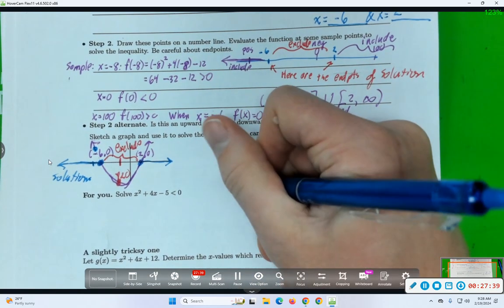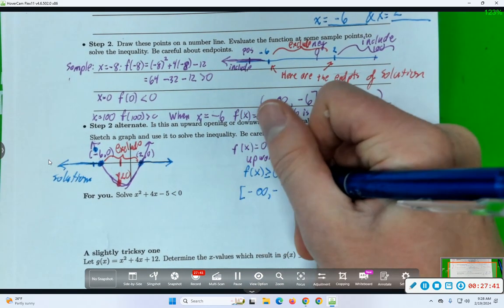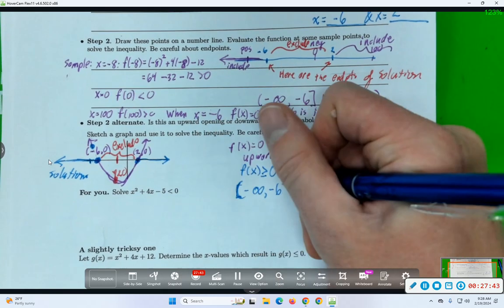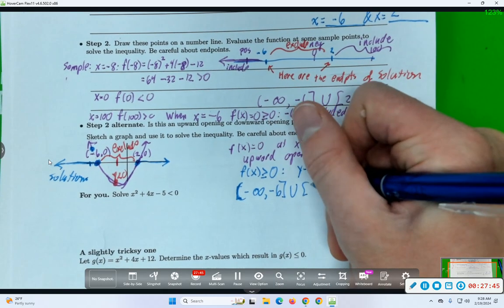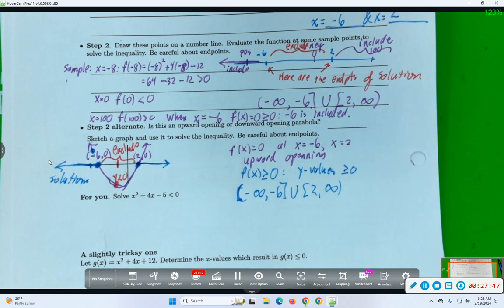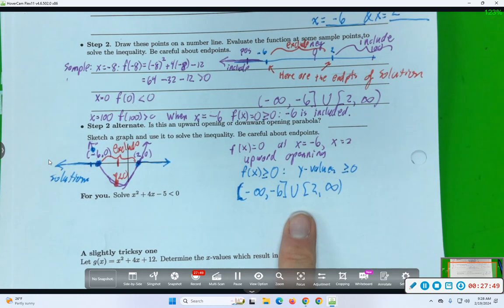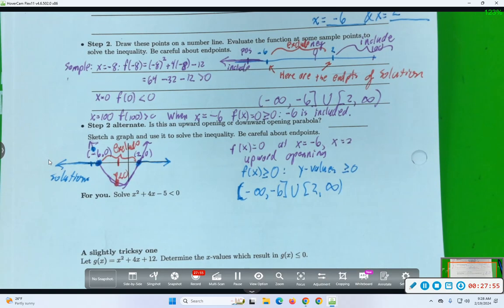So we get the same answer, -infinity to -6, together with 2 to infinity. You can never include -infinity. Did that feel a little bit easier than plugging in a bunch of sample points? Yeah. When you already know what the graph looks like, you can bypass the bit where you actually have to do the arithmetic. You just have to be careful with endpoints. That feel pretty good? Think you're ready to do a full example on your own?